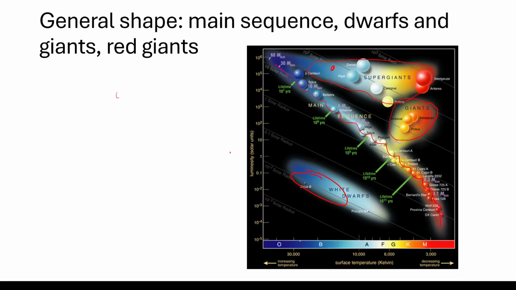So sometimes on the graph, you will have these letters, O, B, A. These are spectral series that correspond to a particular temperature. So these are the temperatures. So what you need to know for your exam is what do you have on the x-axis, what do you have on the y-axis, and the positions of different stages of a star's life.